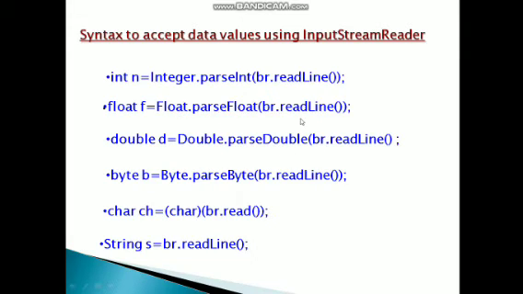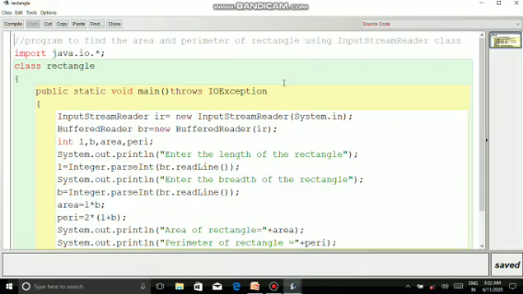Here again we use the br.readline function. We receive it as a string and again convert it into double. This is common for everything except character. Character we do not read with the readline function, we read it with only the read function. Now we will see an example based on the InputStreamReader class.